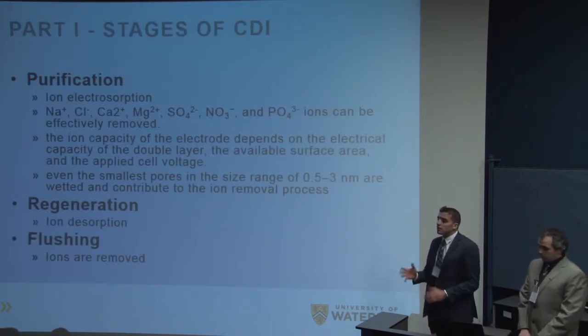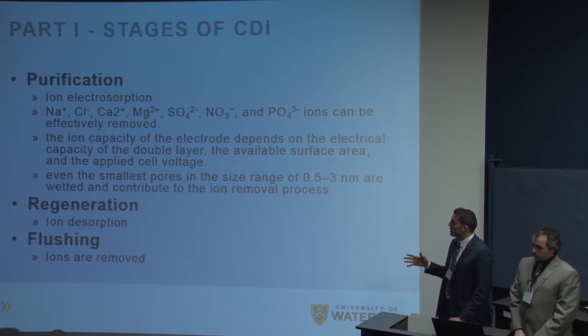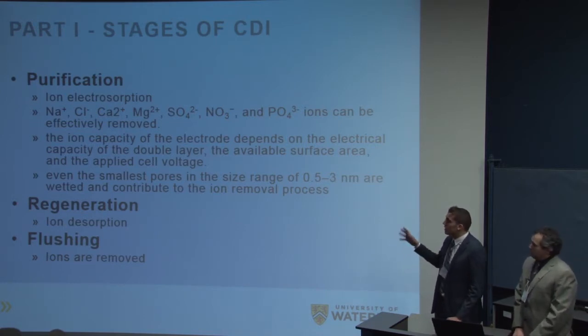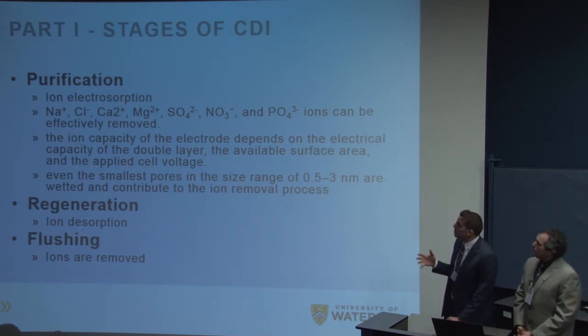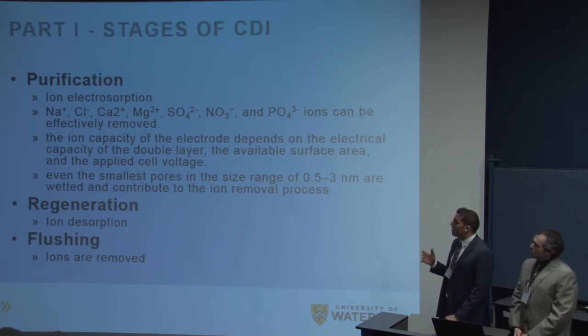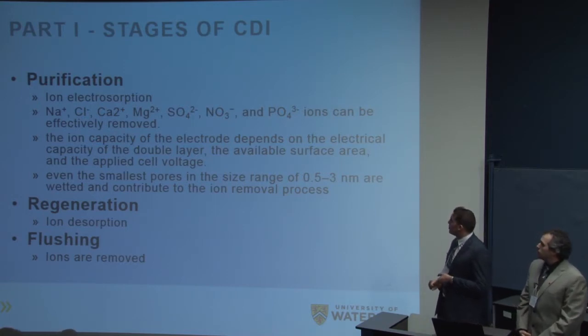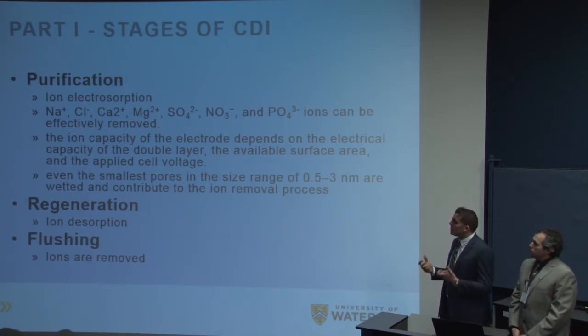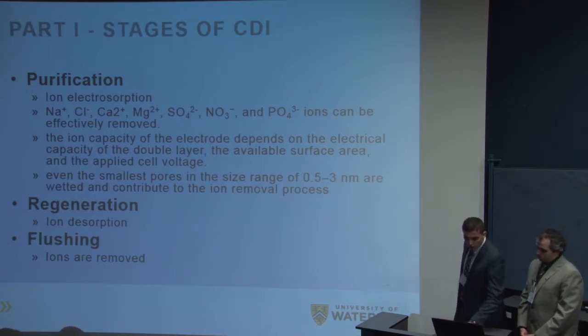So the stages in capacitive deionization are purification, regeneration, and flushing. It's more clear in the diagram in the next slide, but pretty much you get ion electrosorption, and the ions in water are mainly monovalent and divalent, like sodium, chlorine, calcium. So the ion capacity depends on the electrical capacity of the double layer. The thicker the double layer, the more ions you're going to extract from the solution.